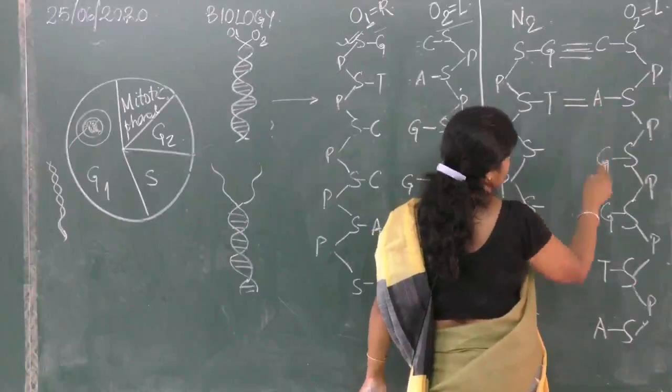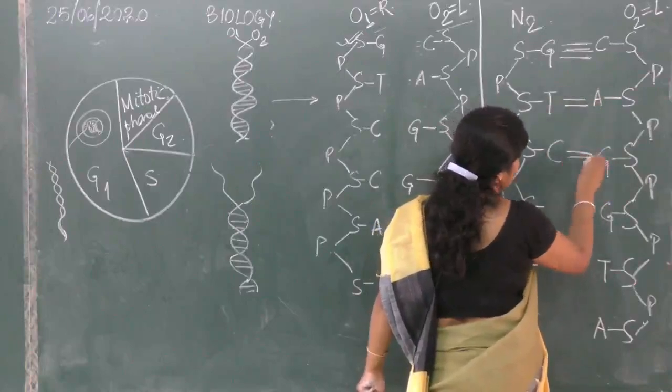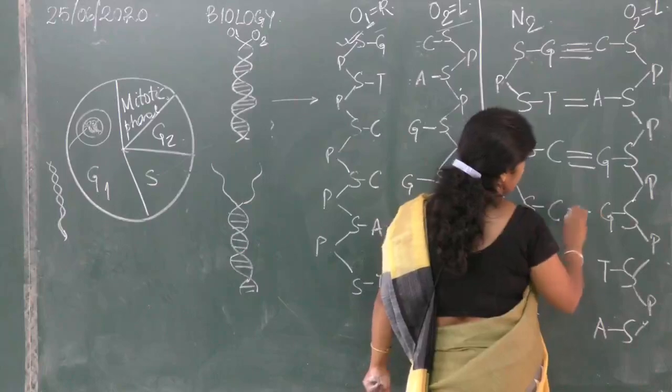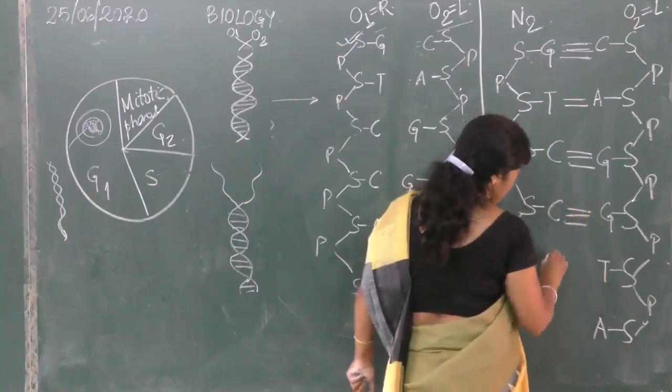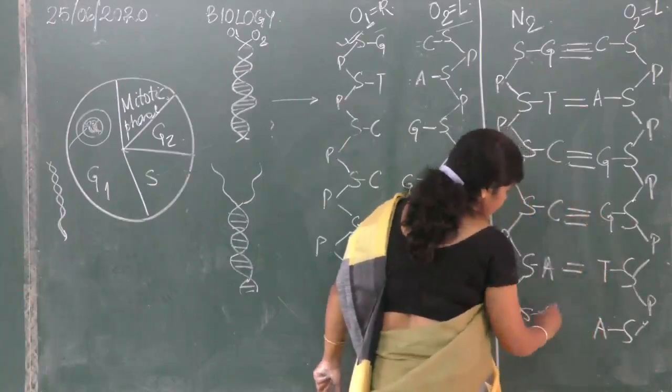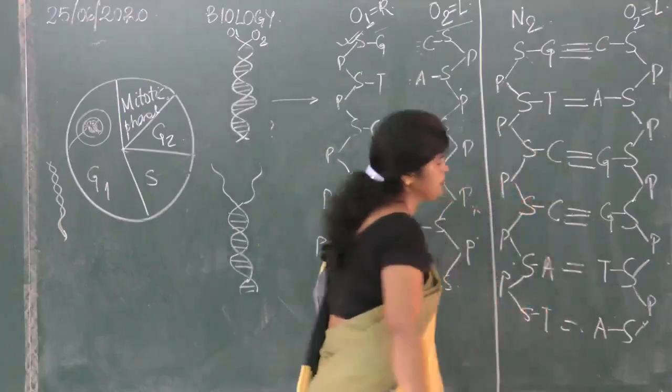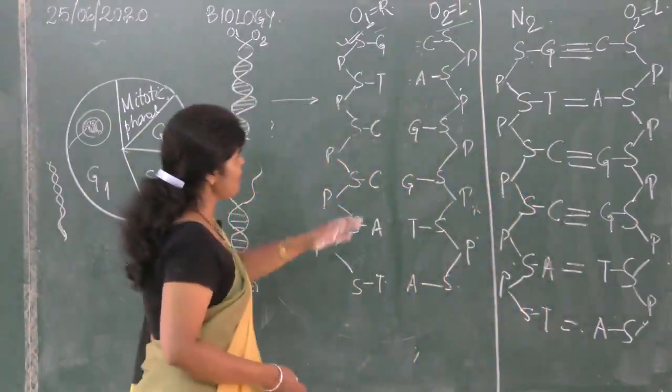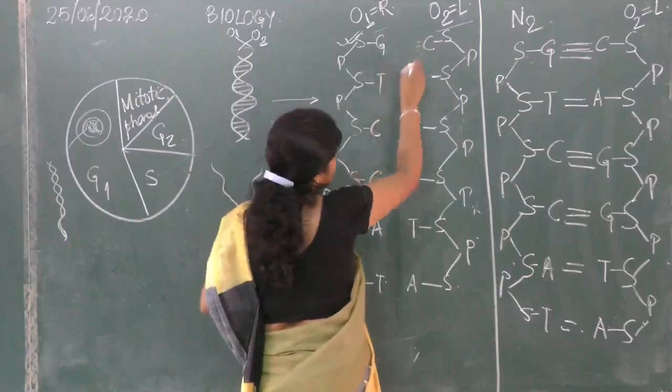T, double bond. This is G, C, triple bond. It is G, C, triple bond. It is A, double bond, here T, double bond. Now let us compare. Don't forget that these two are the original one.